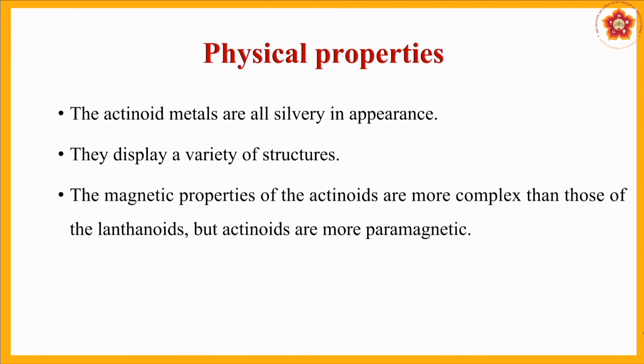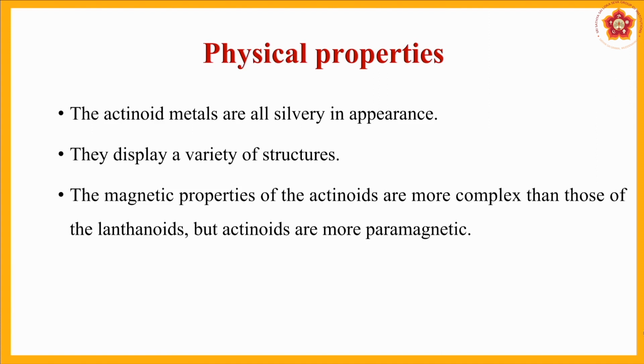Once again, let us see some physical properties of actinoids now. They are also silvery in appearance. They display a variety of structures. Now what do we mean by structures? In structures we have various solid forms like simple cubic crystals. Also we have body centered, face centered, and some of them are 2-dimensional, 3-dimensional systems. So that is why a variety of structures are there, and that is why it gets more and more complex.